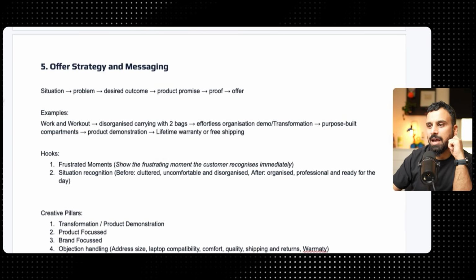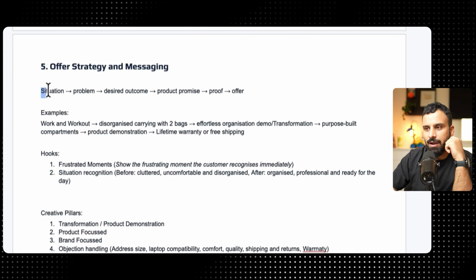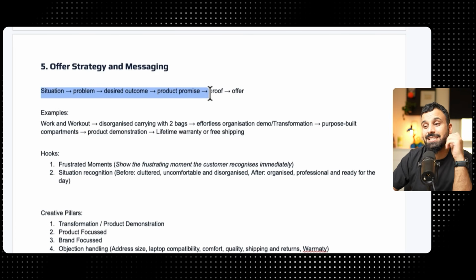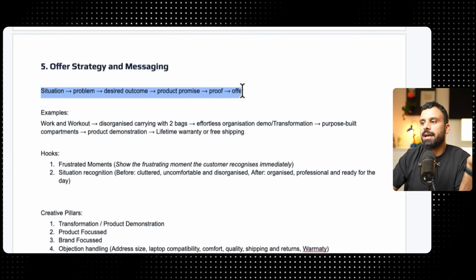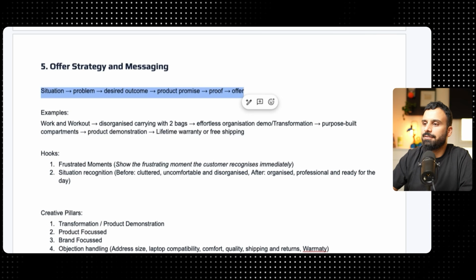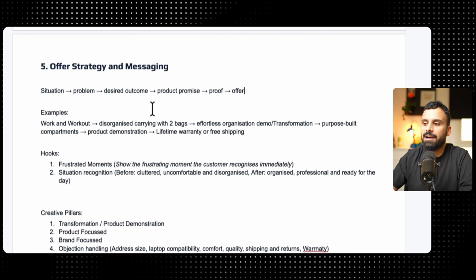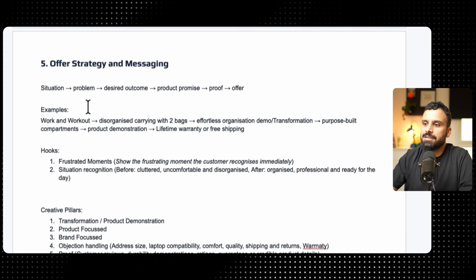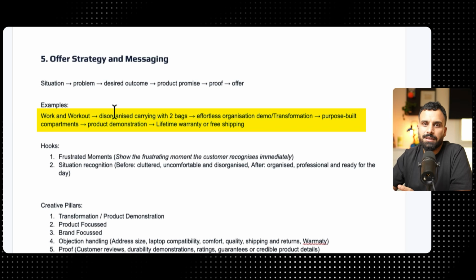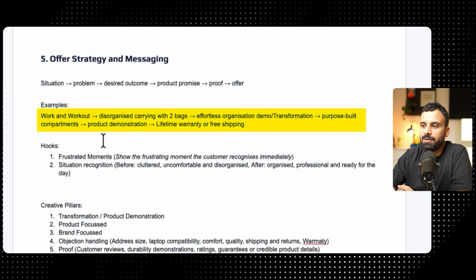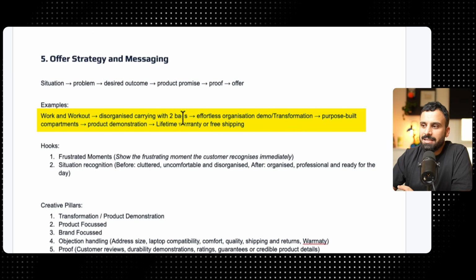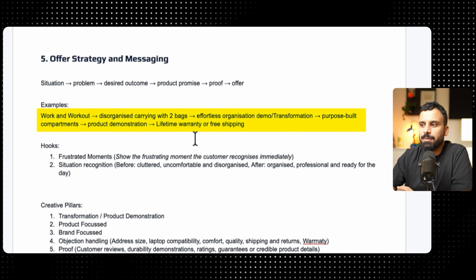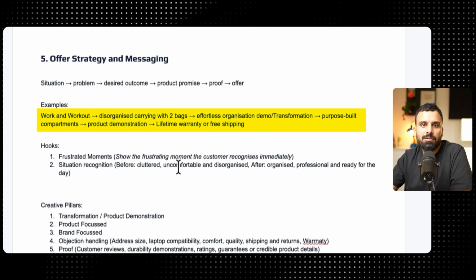It's a bag. Offer strategy here is simple. You have a situation, you deduct a problem from it. What will be the desired outcome? What is the product promise? Proof for your promise. Based on this, you have the offer. So for every ad you create, you need to understand this. For example, work and workout. This guy, what is the situation? They go to the gym and then go to the office from there. They might be interested to buy our bag. The problem is being disorganized or carrying 2 bags, because I have seen people carrying 2 different bags. That's the problem. If you're doing a video, start with this as a hook.